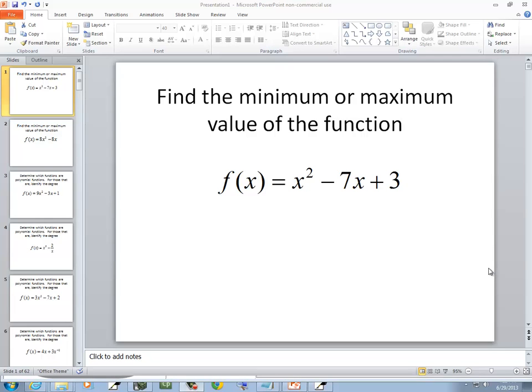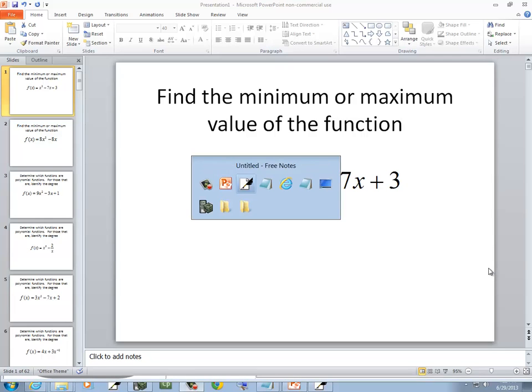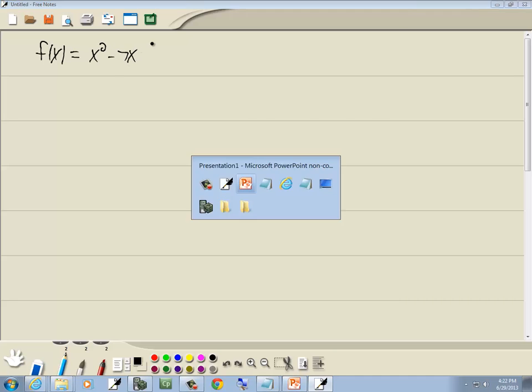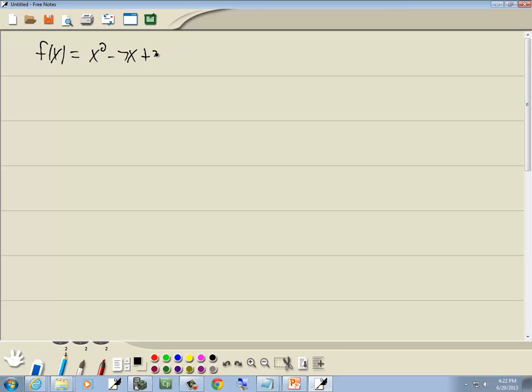In this problem, we want to find a minimum or maximum value of the function. So I got f of x is equal to x squared minus 7x plus 3. And to find the minimum or maximum, just find the vertex. So I have to use the vertex formula.